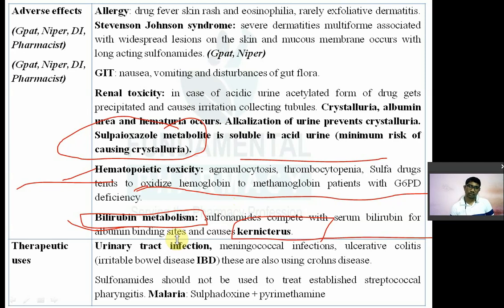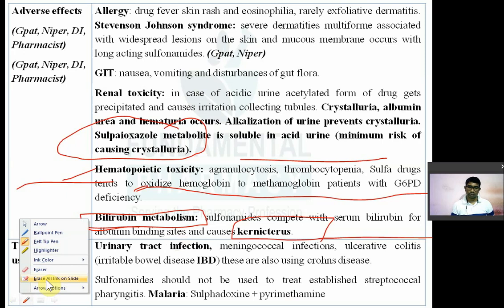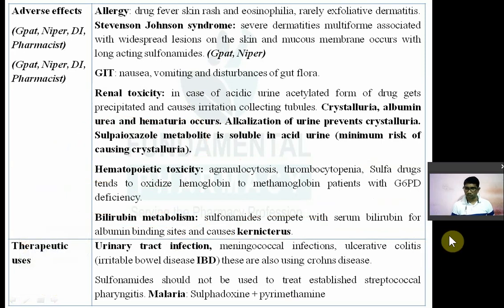You will suffer from jaundice. Particularly in children, if used in a pregnant woman, the baby's bilirubin level abnormally increases, known as kernicterus. So you have to remember the adverse effects, a question comes on them. Crystalluria, Stevens-Johnson syndrome and kernicterus, at least you have to remember these three. Kernicterus in children, hemolysis in glucose 6-phosphate dehydrogenase deficiency patients, crystalluria, then Stevens-Johnson syndrome. These are the main adverse effects you have to remember.